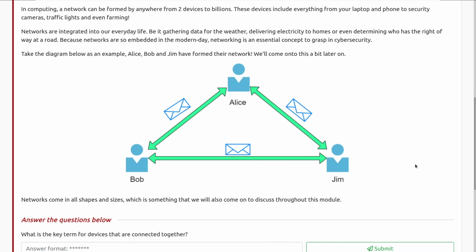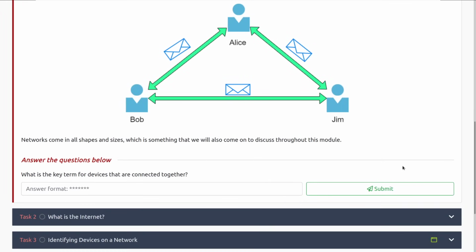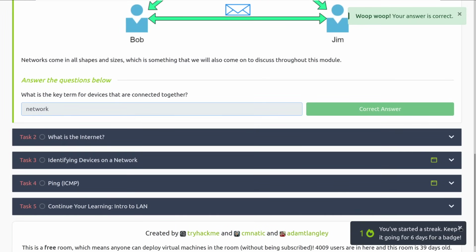Alice, Bob, and Jim have formed their own network. We'll talk about this a little bit later on, so you can see just a basic network. Networks come in all shapes and sizes, which is something that we'll also come on to discuss throughout this module. Let's go ahead and dive into the question. What is the key term for devices that are connected together? That is a network. And there we go. We'll go ahead and close that.